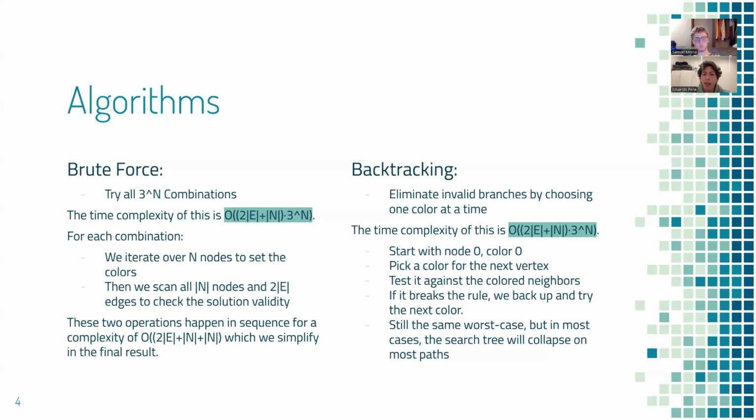And then we have the backtracking algorithm. This one works differently. We color one vertex at a time, and after trying a color, we immediately test it against its neighbors' colors. If it clashes, we back up and try the next color. That means it was the same color. For this one, the worst case is still 3 to the n, but in practice the search tree collapses because most branches fail early.